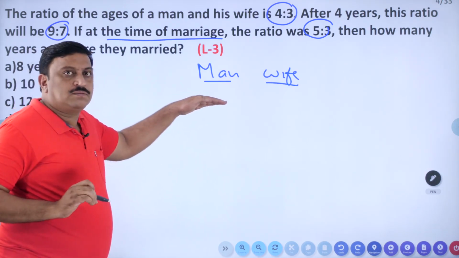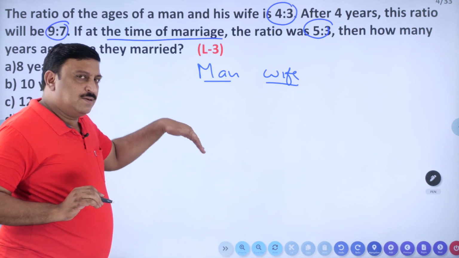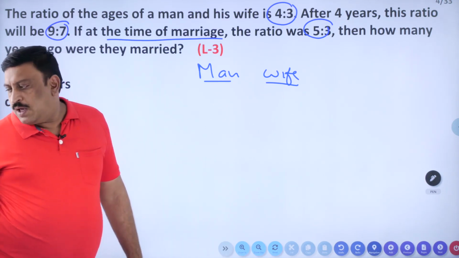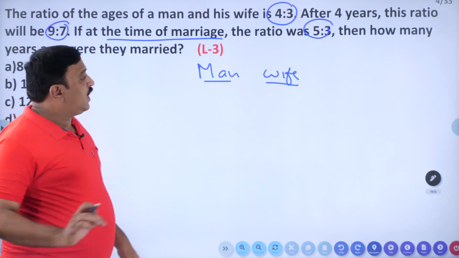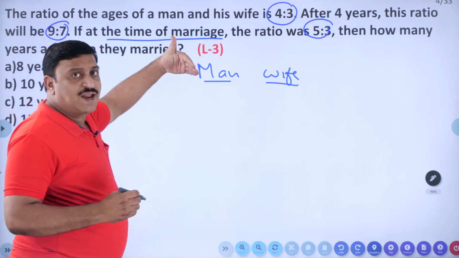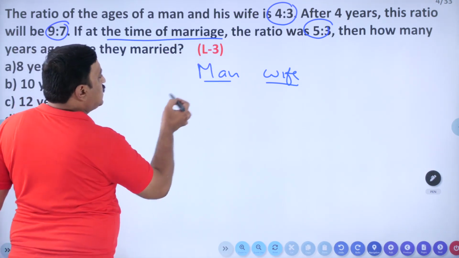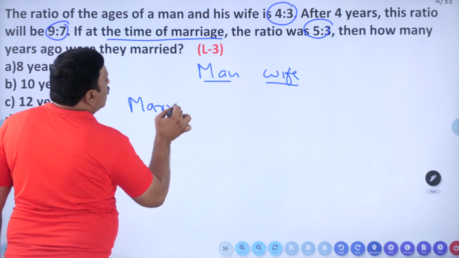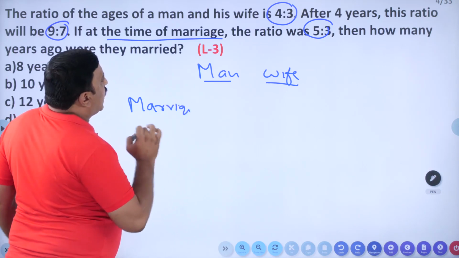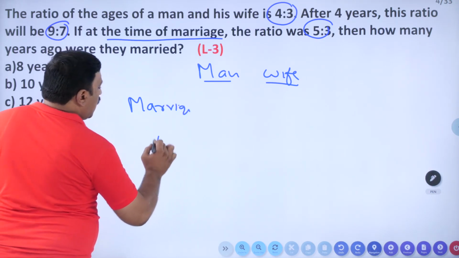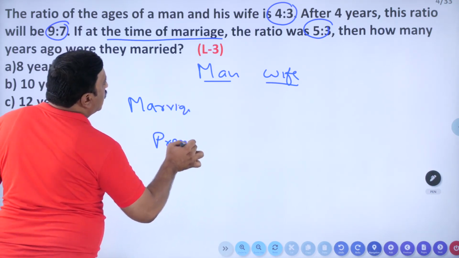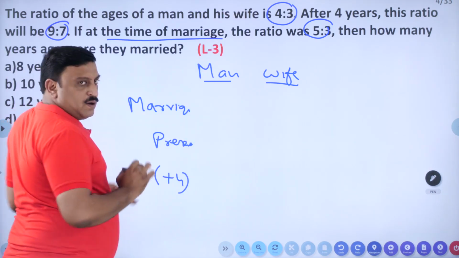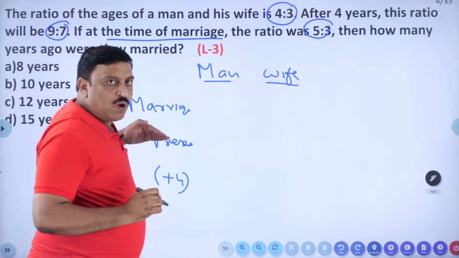We'll write in chronological order. That is which one? First of all, it is given that definitely we have to go with the marriage age first. So first we will do the marriage age. After that, we will go with the present age. After that, we will go with the age after 4 years, right? So this is a chronological order. We have to write this in chronological order.